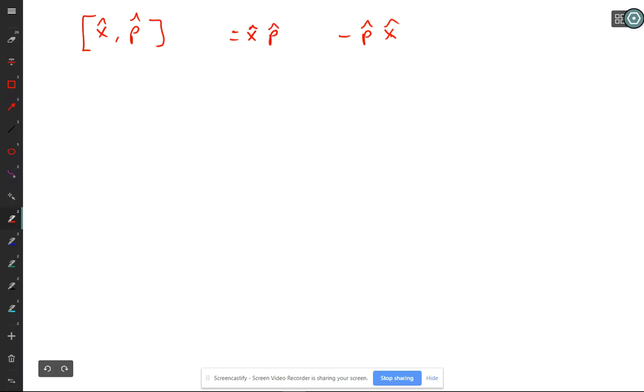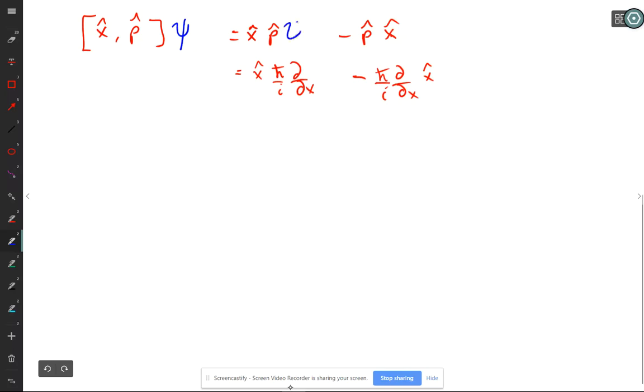And you look at that and you're like, I don't know what to do. I could replace P hat with what it is. So I could put X hat times ħ over i d/dx minus ħ over i d/dx times X hat, but I still really don't have the feel for it. So what we do now is we put in that dummy wave function.